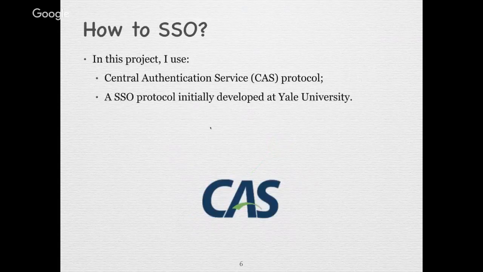We are using the Central Authentication Service protocol, short as CAS. CAS is a very famous SSO protocol that was initially developed at Yale University, although now it's under a separate organization, which is a non-profit foundation.